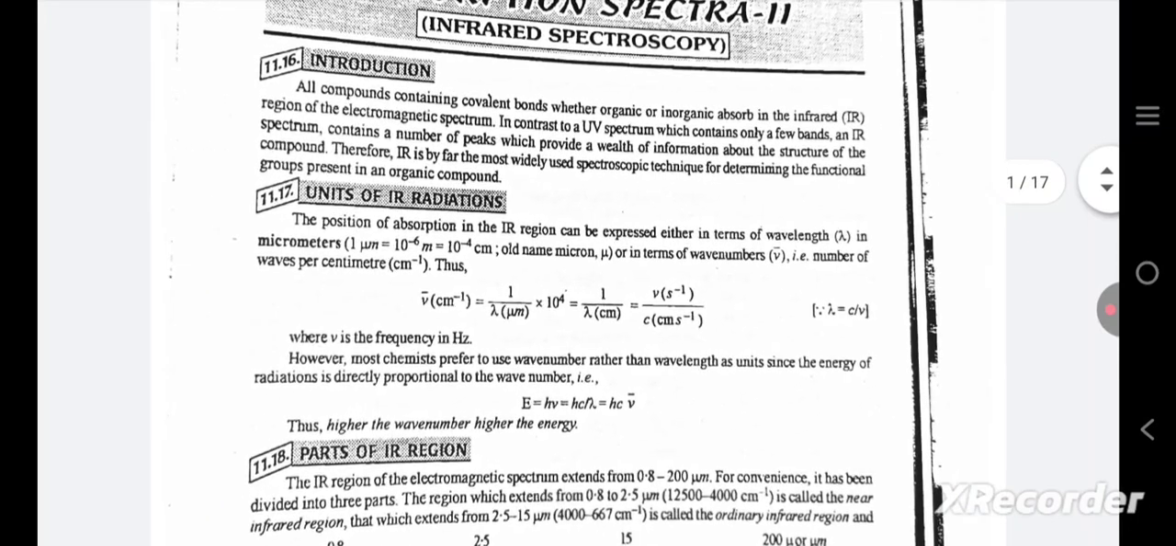Introduction. All compounds containing covalent bonds, whether organic or inorganic, absorb in the infrared (IR) region of the electromagnetic spectrum, in contrast to a UV spectrum which contains only a few bands. An IR spectrum contains a number of peaks which provide a wealth of information about the structure of the compound. Therefore, IR is by far the most widely used spectroscopic technique for determining the functional groups present in an organic compound.